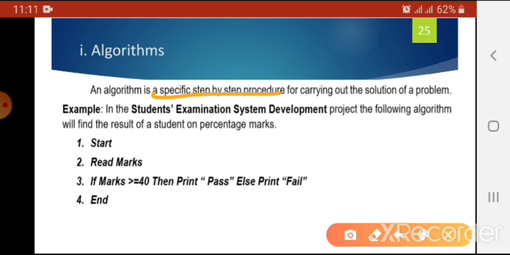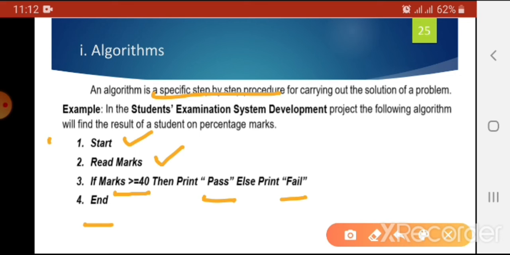For example, first step we will write start, then we will read the marks. User will enter the marks and we will read the marks. If marks are greater than or equal to 40, then print pass, else print fail, and our program will end. So it means it is a short algorithm to check whether a student is passed or fail in a particular subject. So algorithms are written in English language.